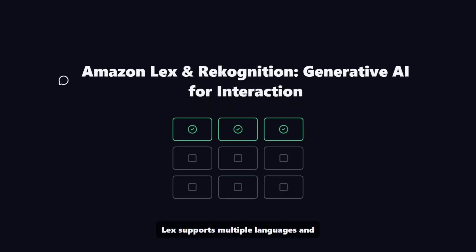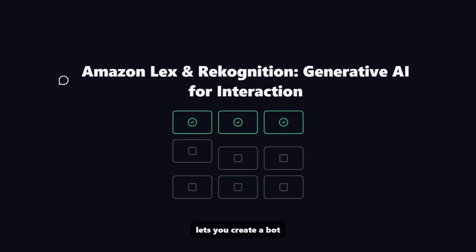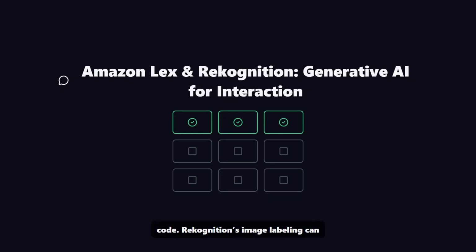Lex supports multiple languages and lets you create a bot in the console with zero code. Rekognition's image labeling can drastically reduce manual review. To lock this into memory, create a Lex bot from the book trip blueprint in under 10 minutes. It's a hands-on way to memorize its role for the AIF-C01.